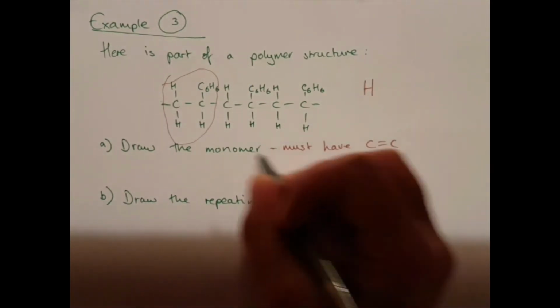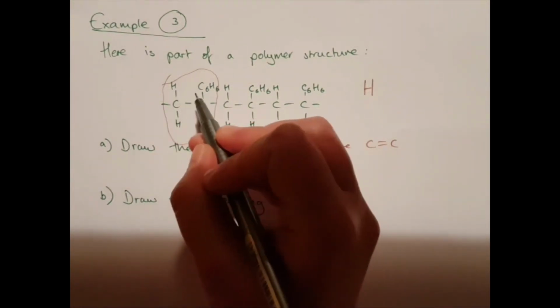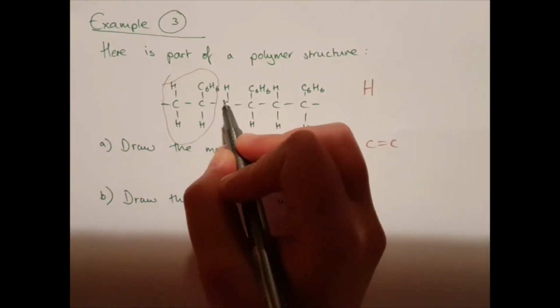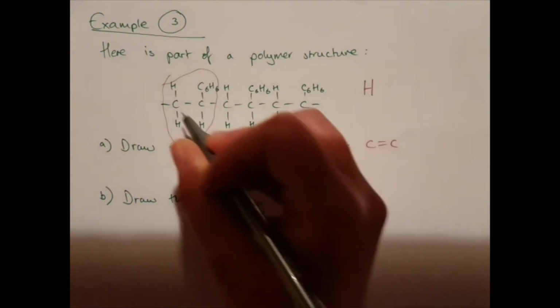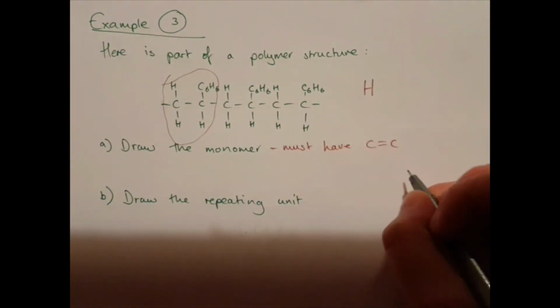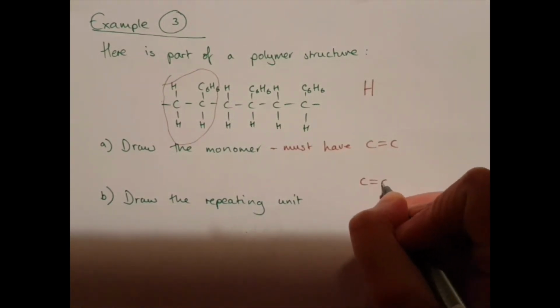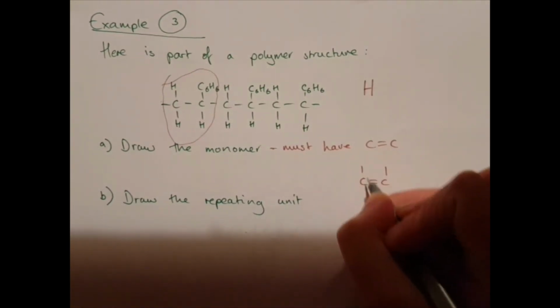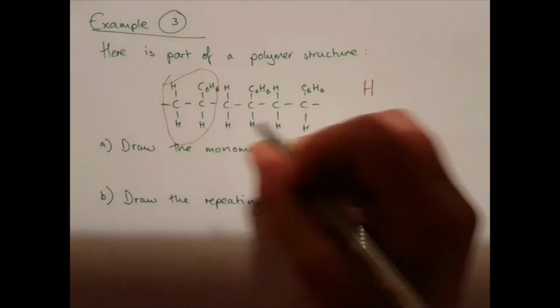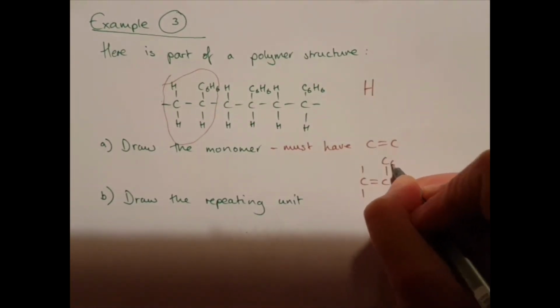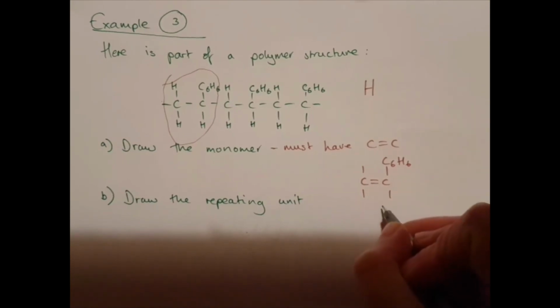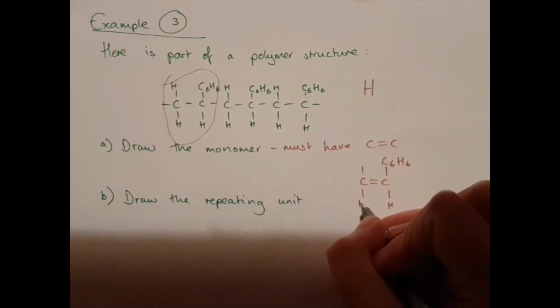So remember, the monomer must have the carbon-carbon double bond, because it's the unsaturated monomers that combine to make the polymer structure. So when we write this out, really simple, we just draw it out exactly as it is here, but instead of having these bonds that are spread out that are linking up the chain, we're just going to draw it with a double bond instead. So I would probably start with the double bond, and then we're just going to draw all these substituents on. So we've got C6H6 up the top, and then hydrogens all around here.